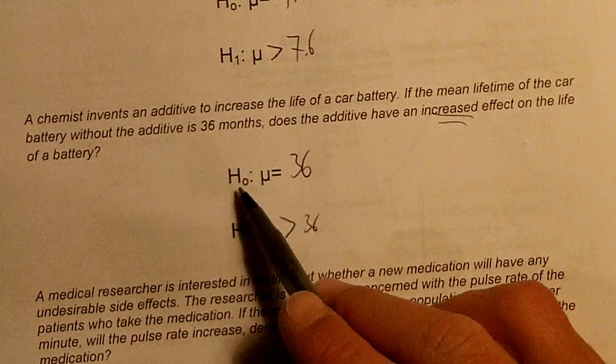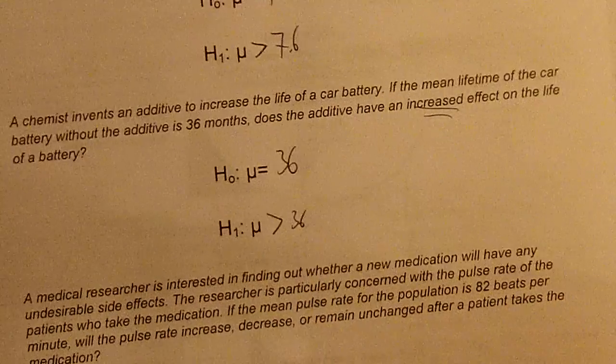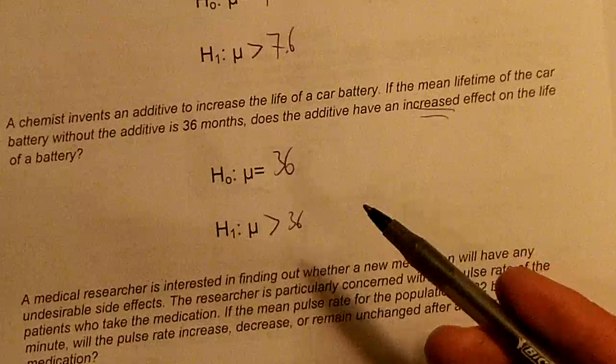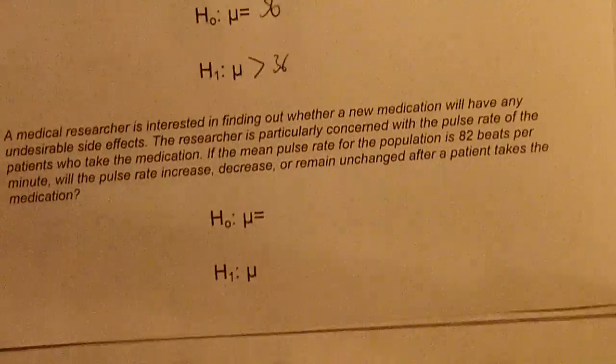So the null hypothesis, mu is equal to 36. The alternate, mu is greater than 36. And again, you can classify it as a right tail test, but we're simply listing the null and alternate hypothesis for the time being.